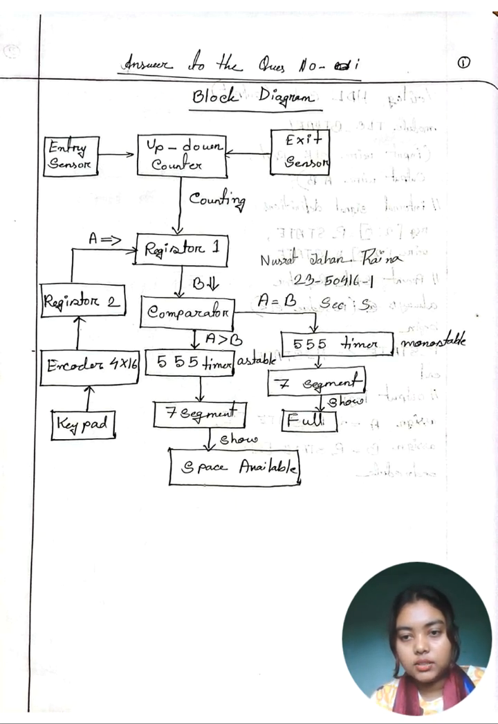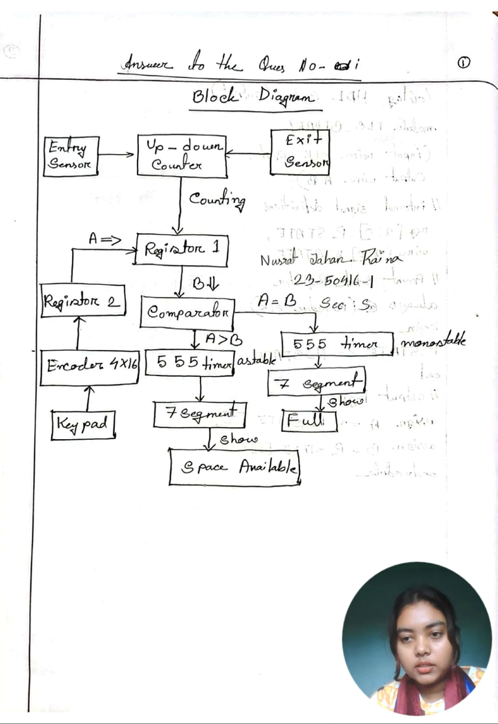Another input to the system comes from a keypad, which is connected to an encoder 4 into 16. The output of the encoder is connected to register 2. Register 2 holds the value representing the maximum space or capacity, which is labeled as B.